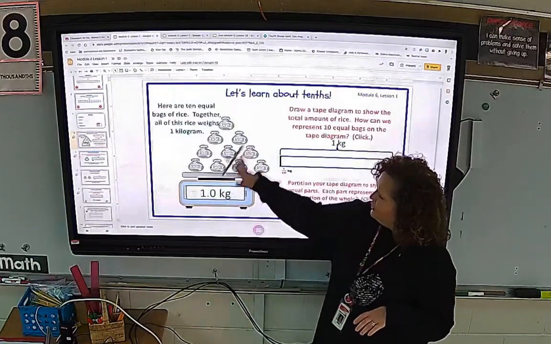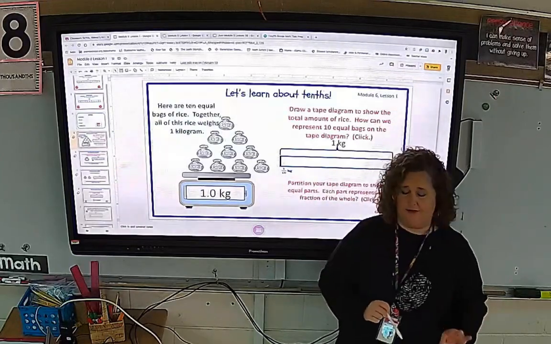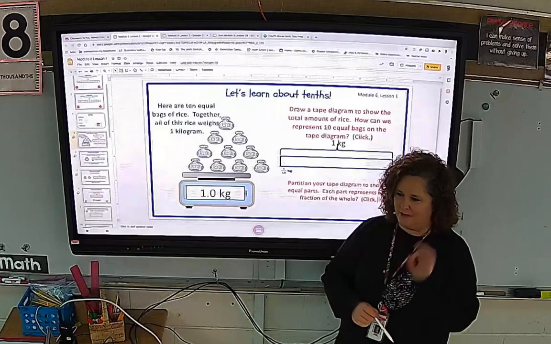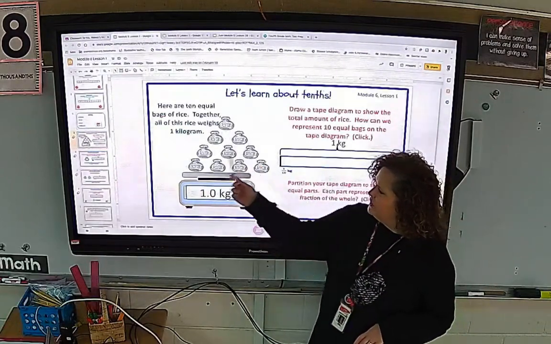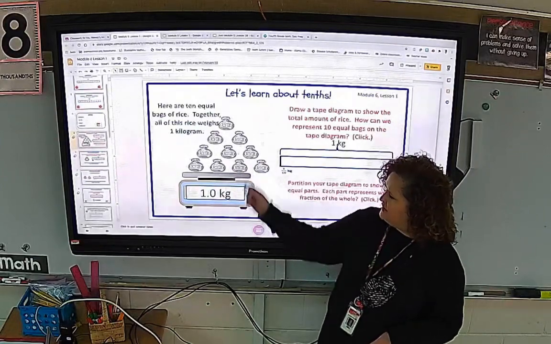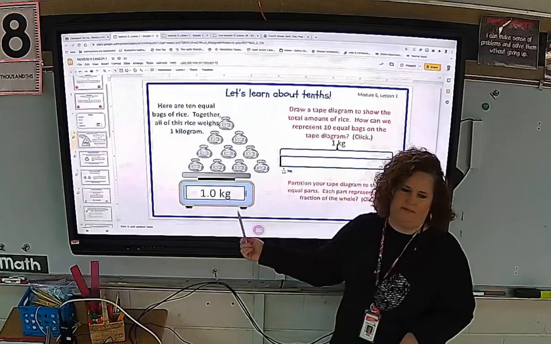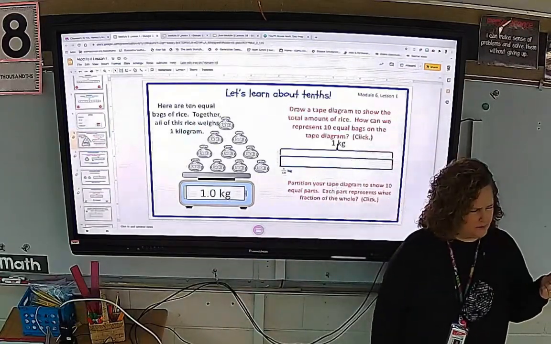And this was kind of hard to show on here, I guess, because some of those bags look like they're floating in the air and not sitting on the scale, but we're going to pretend that they're all sitting on the scale. Okay. So there are 1, 2, 3, 4, 5, 6, 7, 8, 9, 10 bags, and these 10 bags together equal 1 kilogram. That's what that says.